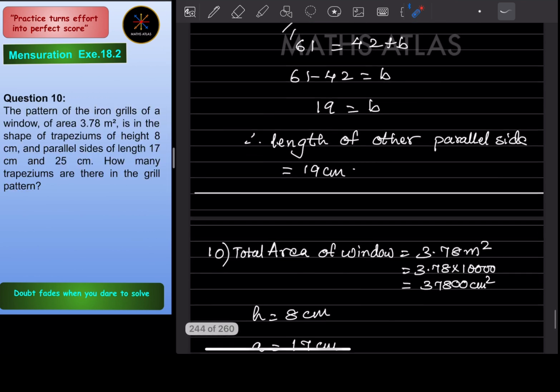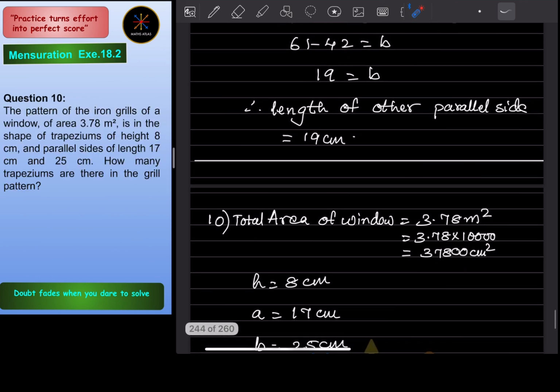So question number 10: the pattern of the iron grills of a window of area 3.78 meter square is in the shape of trapeziums of height 8 centimeter and parallel sides of length 17 centimeter and 25 centimeter. How many trapeziums are there in the grill pattern? So this is the total area of the window, given as 3.78 meters square.